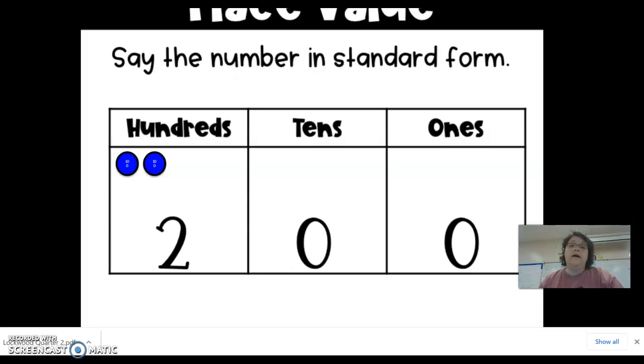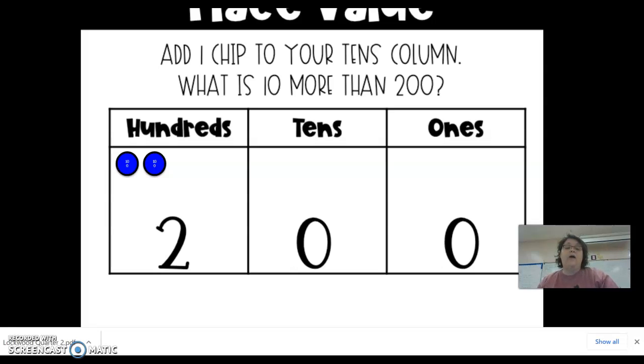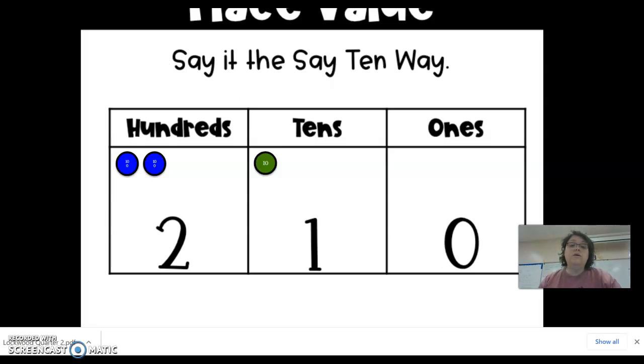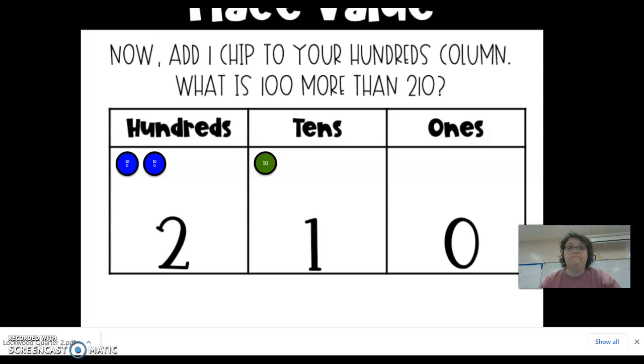All right, how do you say this in standard form? It's almost the same thing. You say 200, just don't say the S on the end. And I want you to add one chip to your tens column because it's saying what is 10 more than 200. Add a 10, and now your answer changes to 200s, 1 ten, and 0 ones.